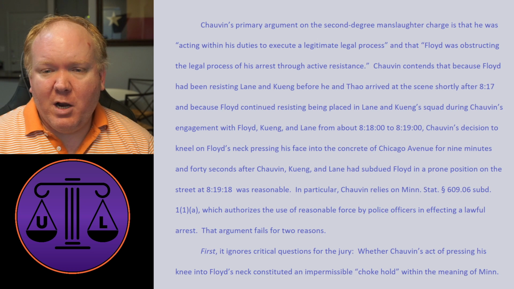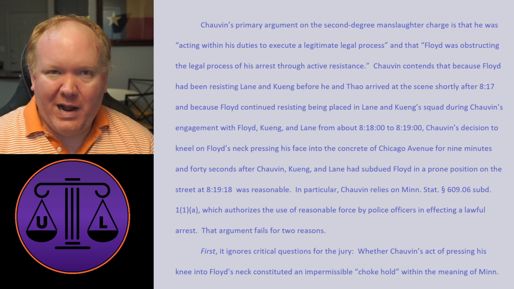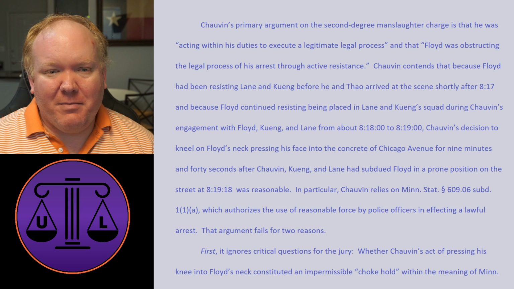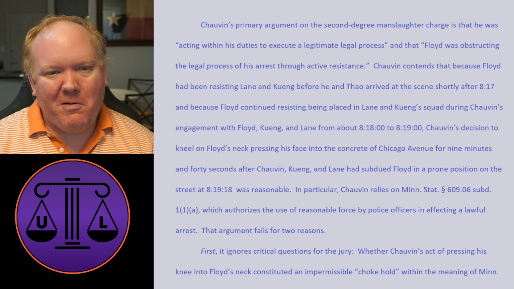Chauvin's primary argument on the second-degree manslaughter charge is that he was acting within his duties to execute a legitimate legal process, and that he was obstructing the legal process of arrest through active resistance. Pretty good argument. It's not going to work because these are factual arguments for a trial. I can tell you already it's not going to work because the jury could believe this, but that is not the question we're going to raise now.